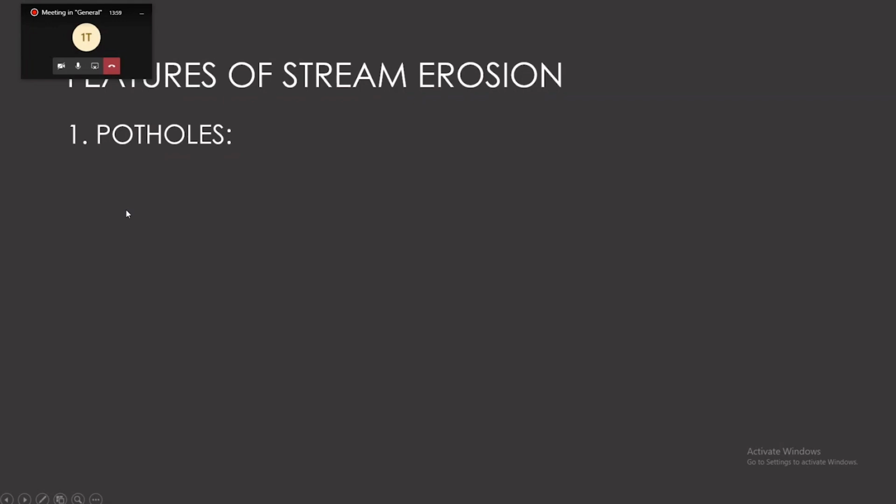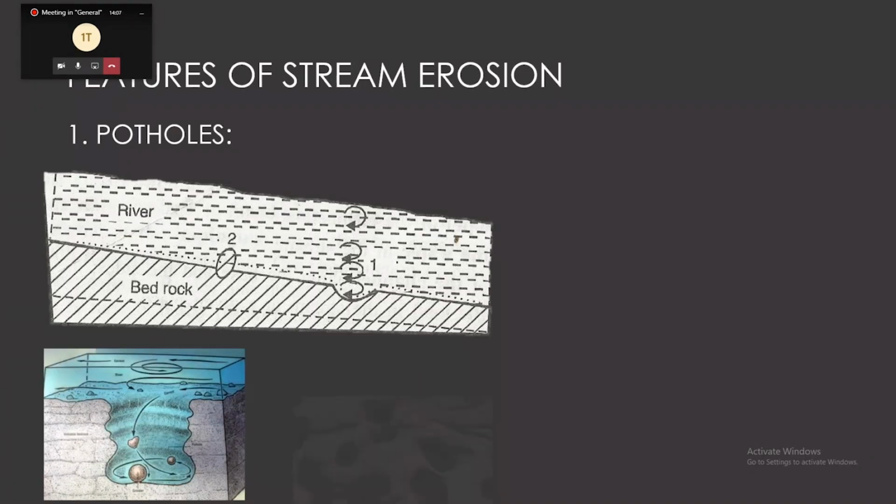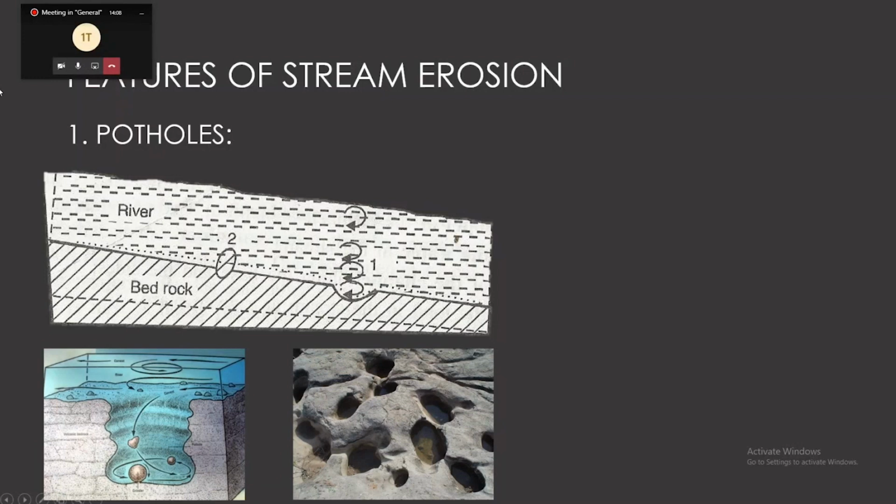The hydraulic action and the abrasion processes together, at the initial stage of a river, produce one landform or feature. That feature is called potholes. A pothole is a depression made by the river that is shaped something like a pot. I'll tell you how it happens. This is a river surface through which the water flows, and here is the bedrock. Bedrock means solid crystalline or hard rock.